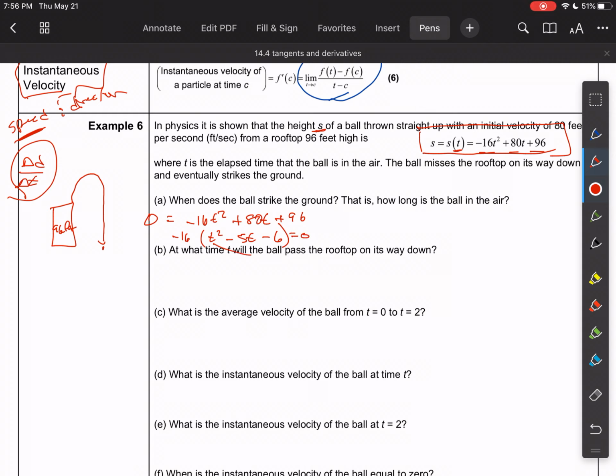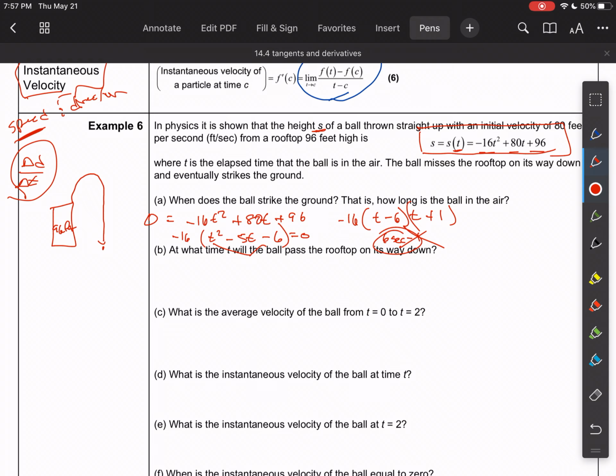So then I can factor this nicely. I have two things that multiply to give me negative 6 and add to give me negative 5, which would be negative 6 and positive 1, right? So this would factor to negative 16 times (t minus 6)(t plus 1). The things that make this go to 0 are 6 and negative 1. I can't have negative 1 seconds, so I'm going to disregard that answer. So I'm going to say it takes 6 seconds for it to hit the ground. Okay, so that's part A.